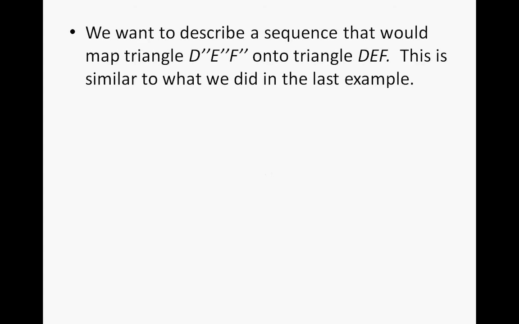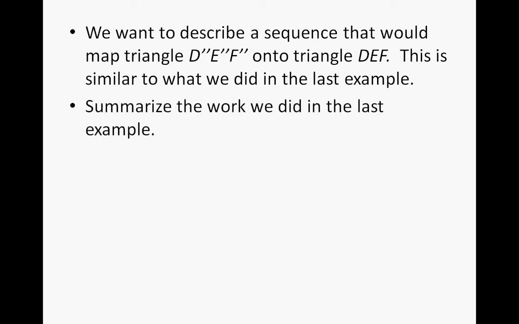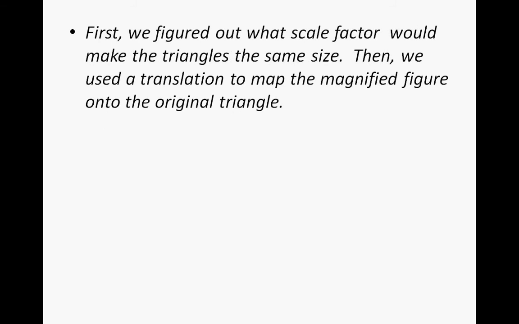All right, so we want to describe a sequence that would map triangle D double prime, E double prime, F double prime onto triangle DEF. This is similar to what we did in the last example. So summarize the work we did yourself, or look back through what you just wrote and see if you can apply that to D double prime, E double prime, F double prime, and how we can map that onto DEF. So it should look something like this. First, we figured out what the scale factor would be to make the triangles the same size. Then we used a translation to map the magnified figure onto the original triangle.